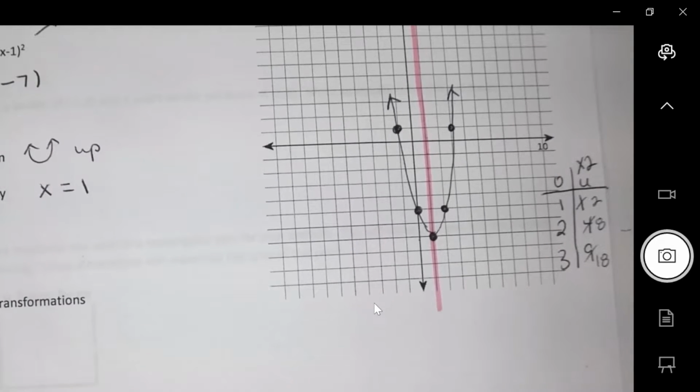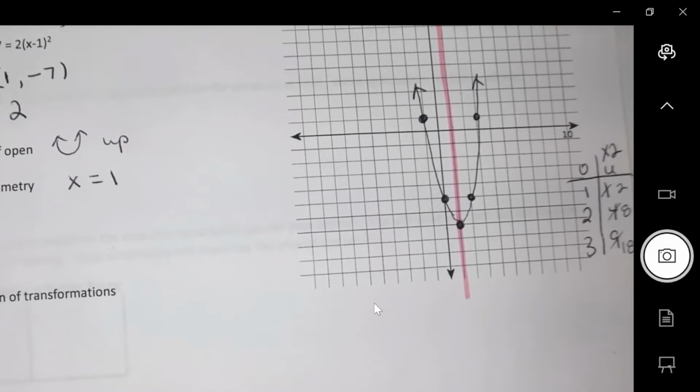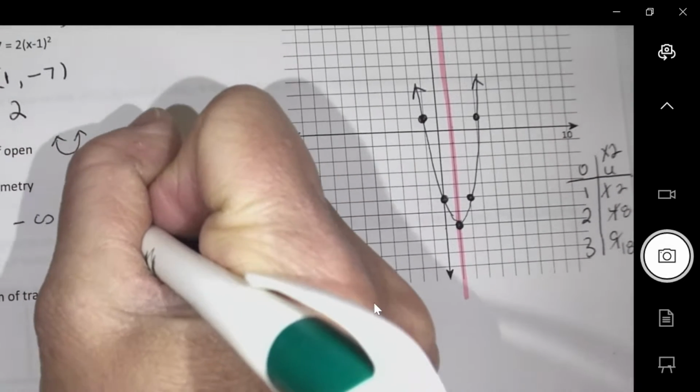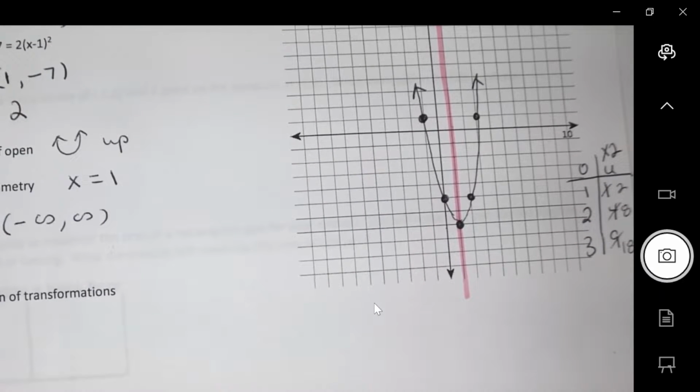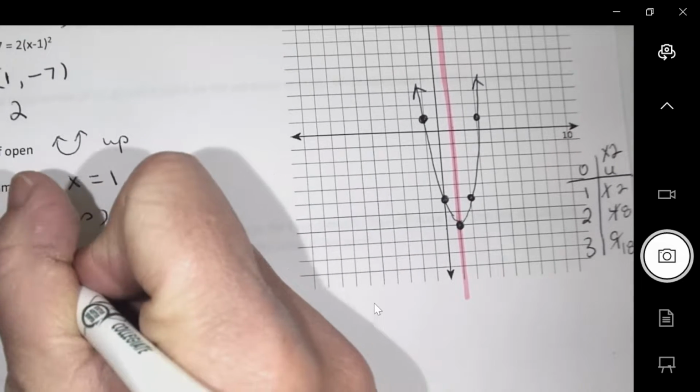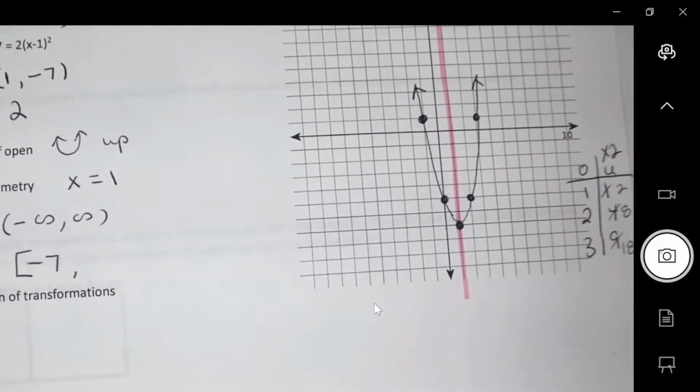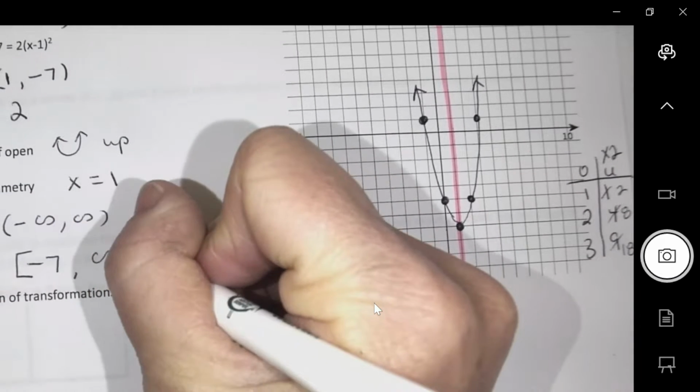Okay, domain. So you're answering how far left to right. So on a parabola, it will go out forever. Range, the lowest to the highest. What's the lowest we're going to get to? -7. What kind of bracket would you put on that? Exactly. To highest, infinity.